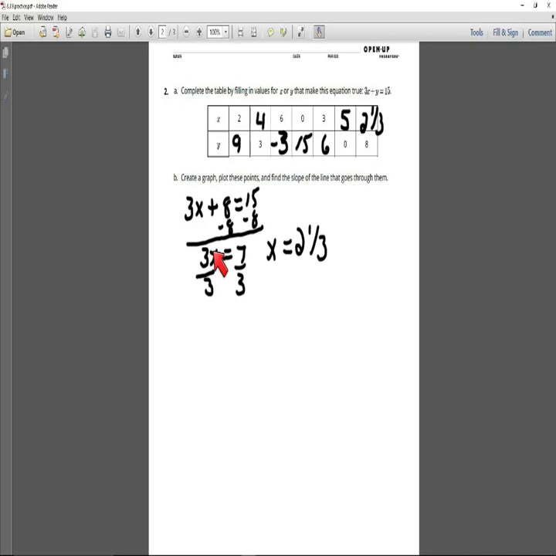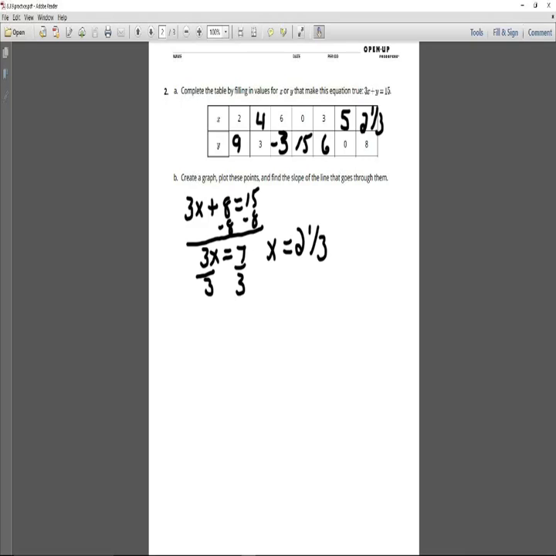Divide by 3 because this is a multiplication and you always undo things by the opposite operation. The opposite operation of adding 8 is to subtract 8. The opposite operation of multiplying by 3 is to divide by 3. 3 divided by 3 is 1, and 1 times x is x, and 7 divided by 3 is 2 1/3.